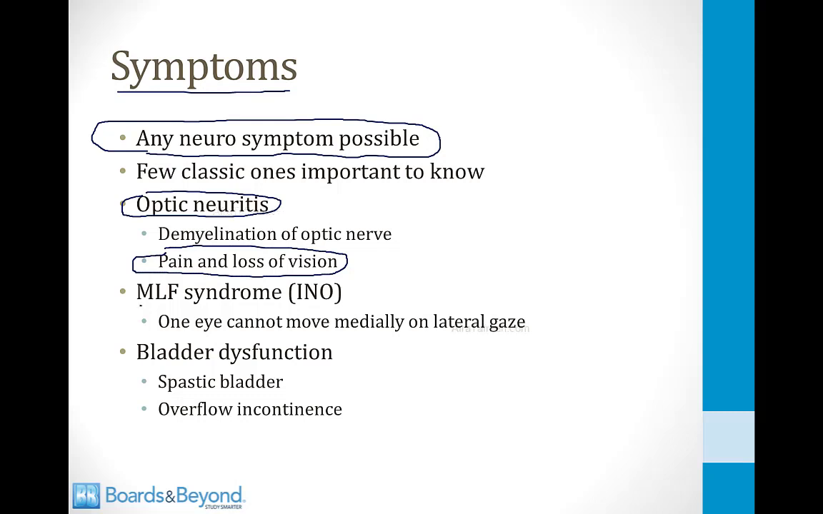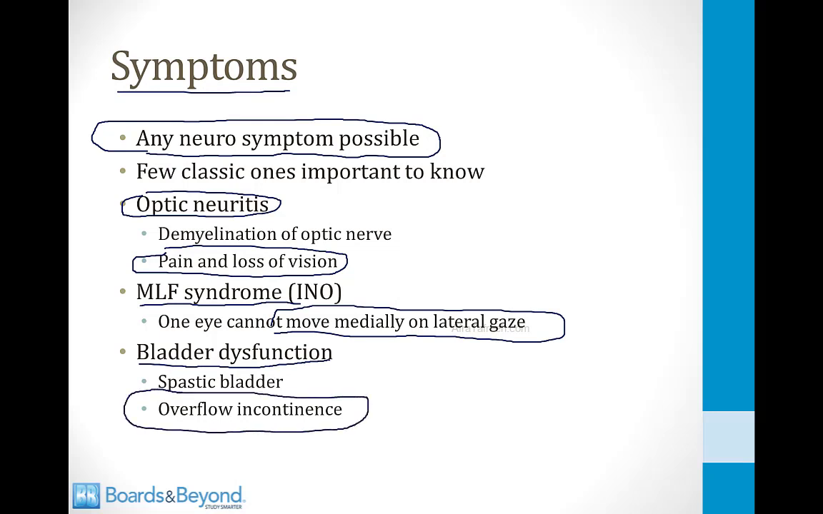The second one is a medial longitudinal fasciculus syndrome, which is also called an internuclear ophthalmoplegia. I talk about this in more detail in the module on neuro-eye disorders, but patients who develop this will not be able to move their eye medially on lateral gaze, and what they will complain about is double vision or diplopia. And then finally, many patients with multiple sclerosis initially present with bladder dysfunction. So they can have spasms of their bladder, which cause them to have incontinence. They can also fail to sense their bladder and then have overflow incontinence. But the take-home message is that bladder dysfunction is often involved in patients who have MS.